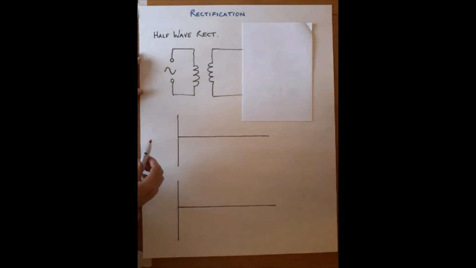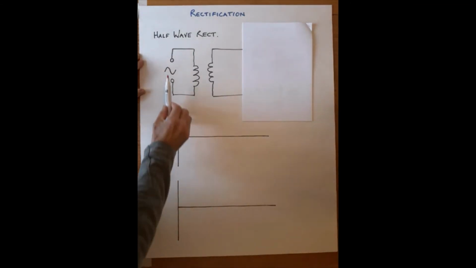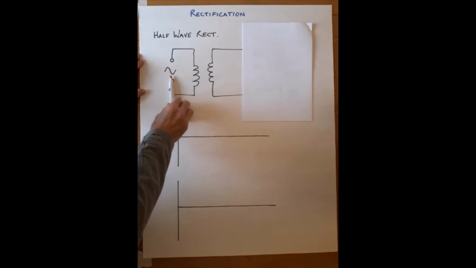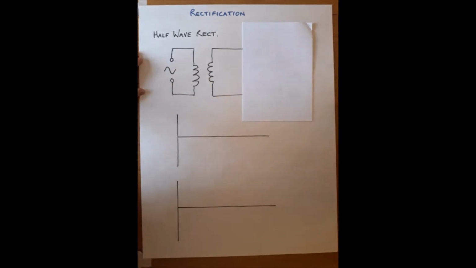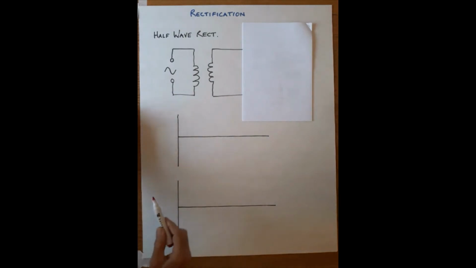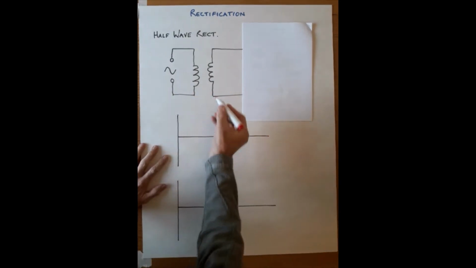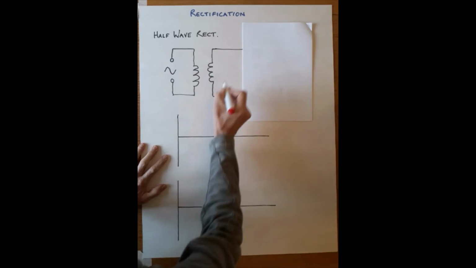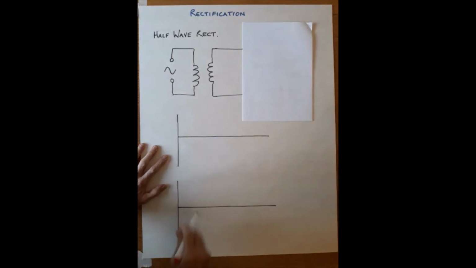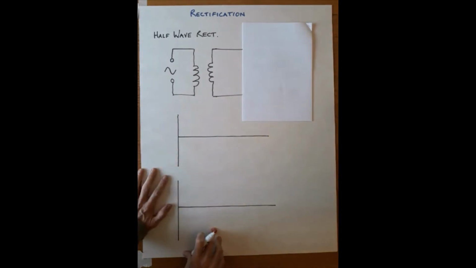Rectification means converting alternating current, which we have here, to direct current. So AC to DC is what we're going to do. The first circuit we're going to look at is a half-wave rectifier. And before we do anything, here we have a transformer. Let's just consider what the supply looks like on the secondary of that transformer.